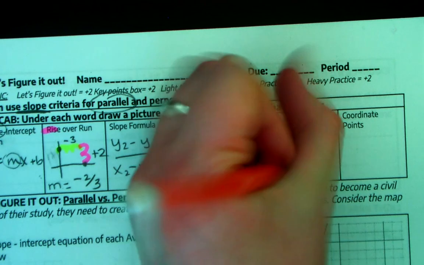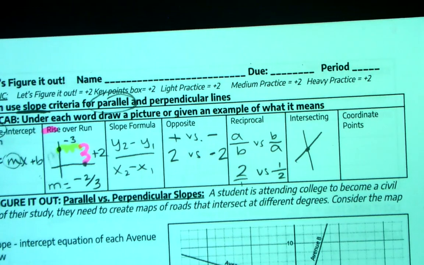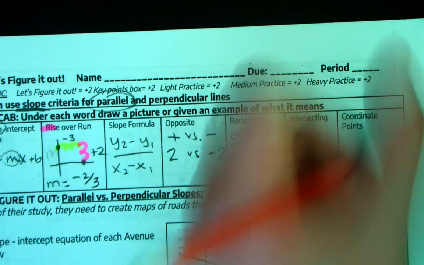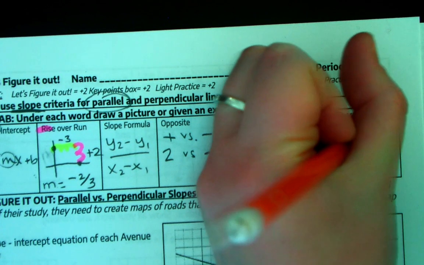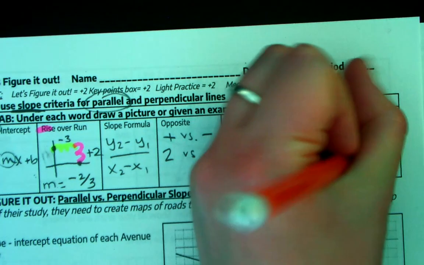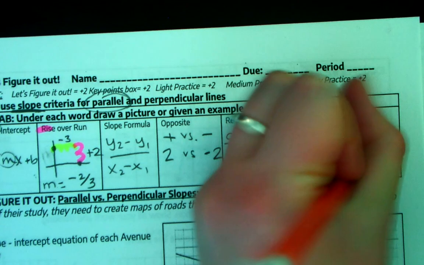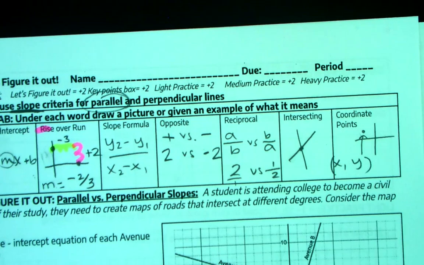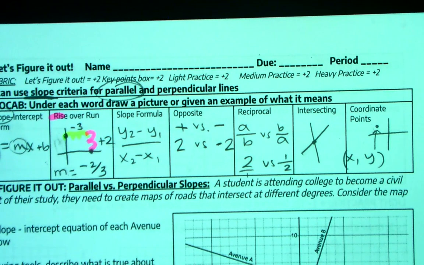Intersecting is when 2 lines meet at a point. And then coordinate points is like a spot on the coordinate plane where we use the x and y coordinate pair to describe where the point is on the coordinate plane.